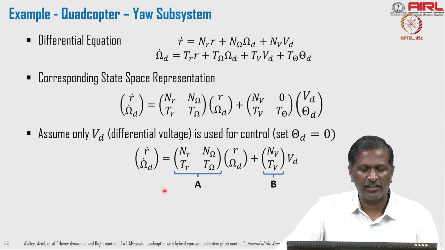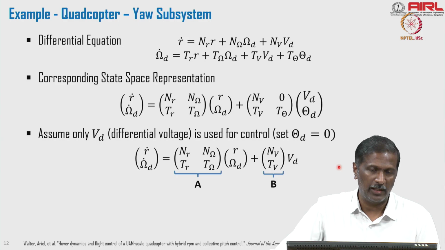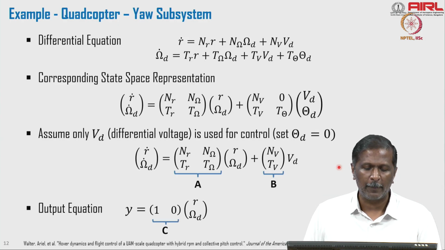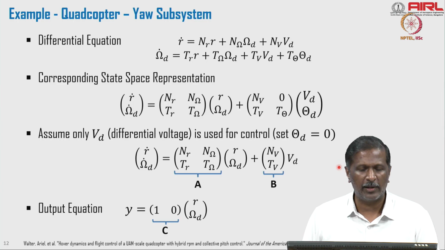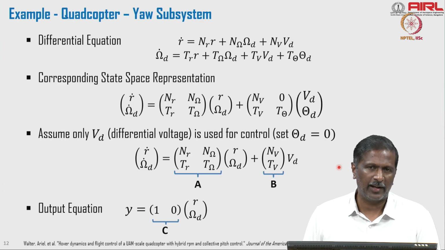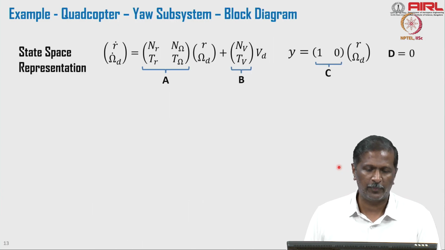If you look at this, x dot is equal to Ax plus Bu. And what is my output I am looking at? Yaw rate is my output, so y equals 1 0 times r and omega d. So, I can represent this, my C matrix is the vector 1 comma 0.